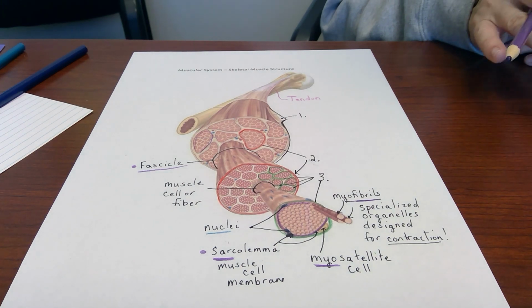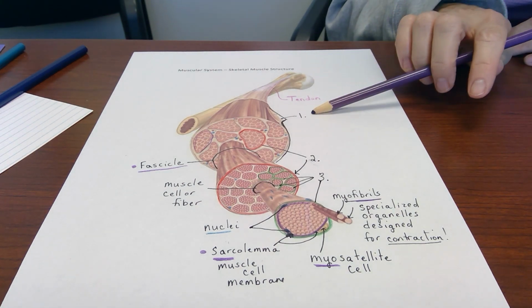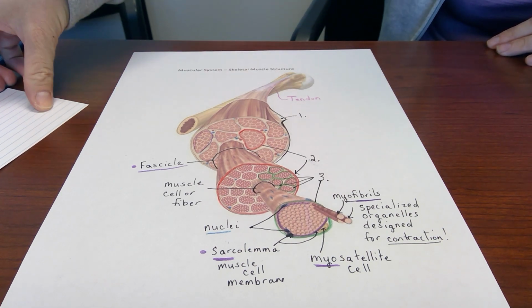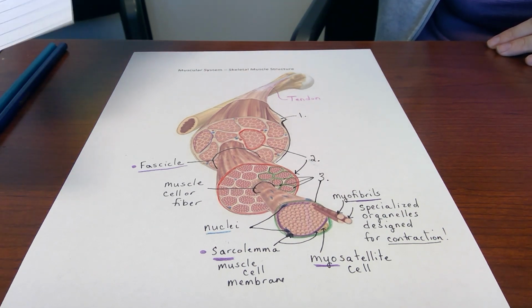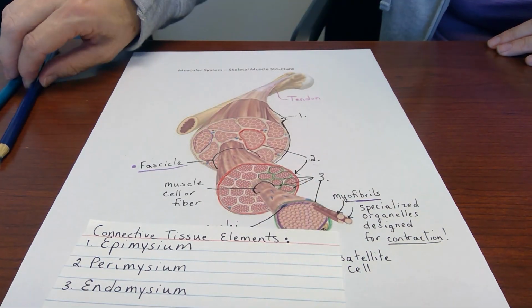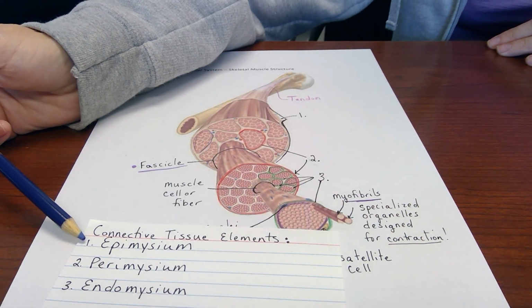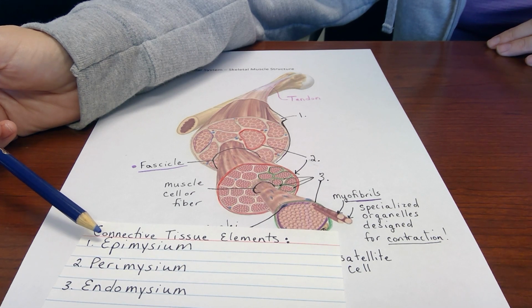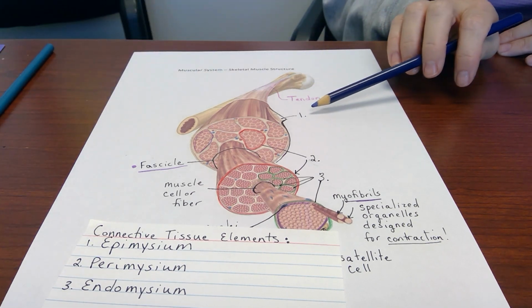So what I want to do now is to identify what you see here numbered 1, 2, and 3. And these are the connective tissue elements associated with the skeletal muscle fiber. And I've written them down here, so I just want to make sure you can see them in your view. Number 1 is going to be the epimysium. The epimysium is the outermost connective tissue layer. So I've labeled it right here.